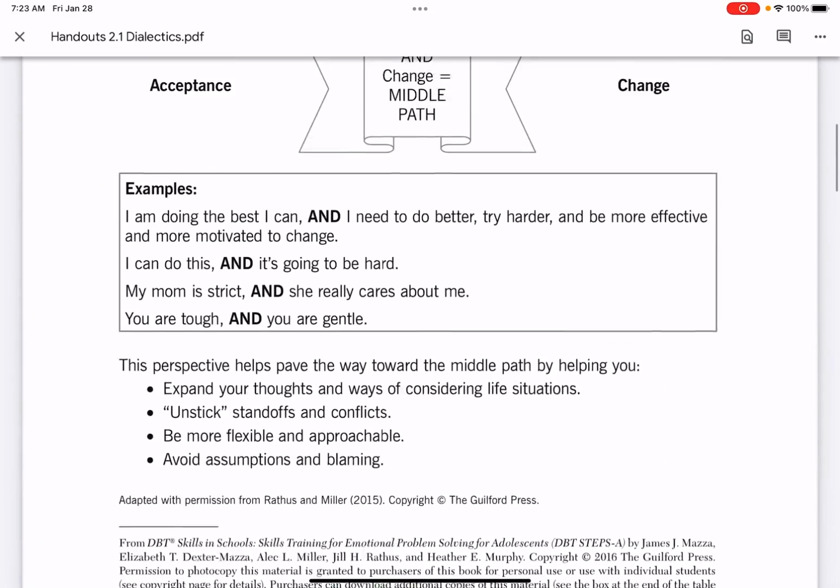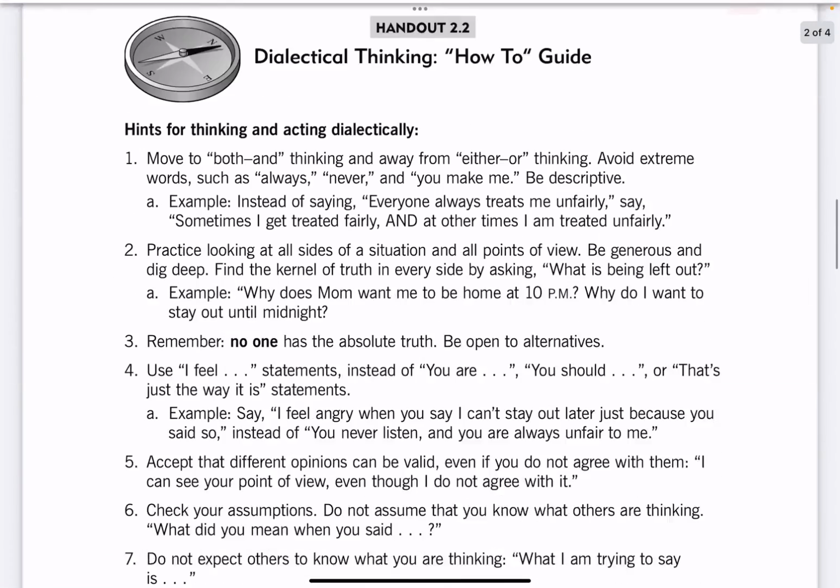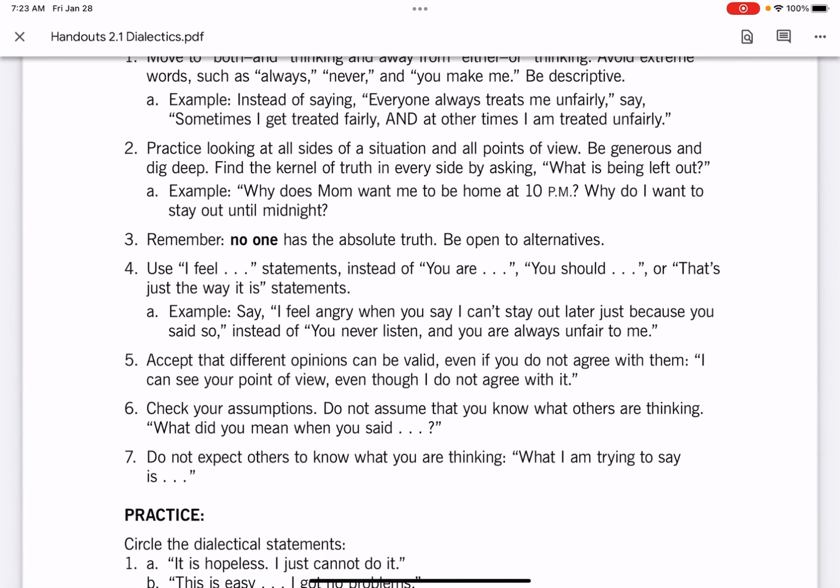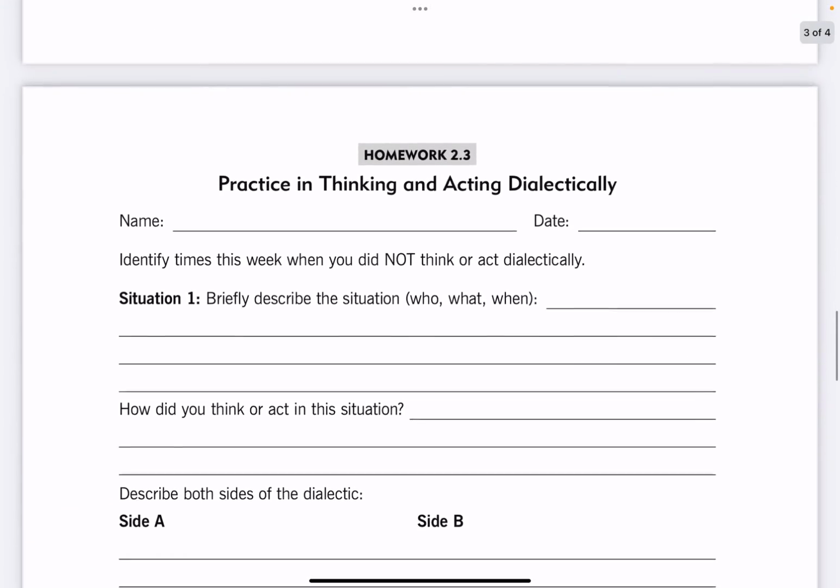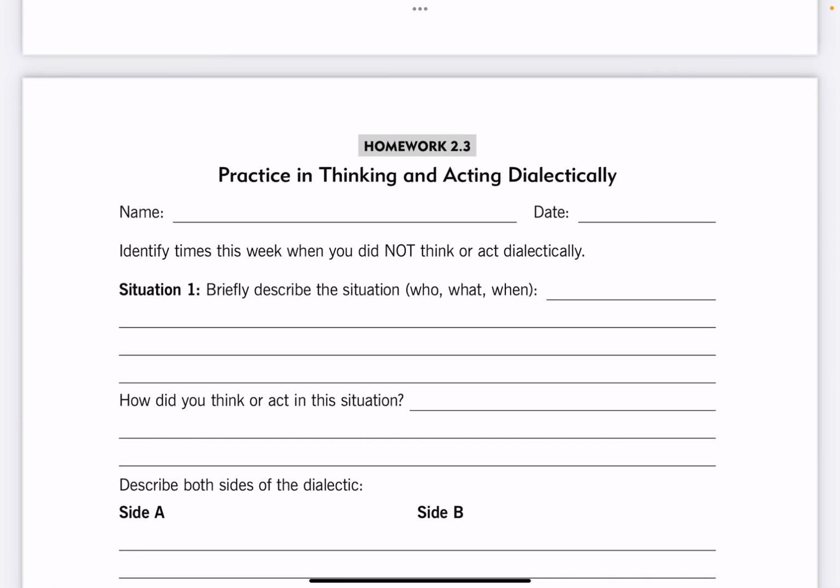You gotta read through this, okay? To kind of process some ideas. And then when I come over, I'll ask you to explain to me what dialectical thinking is, and then we can come up with some situations if you can't do it yourself, okay?